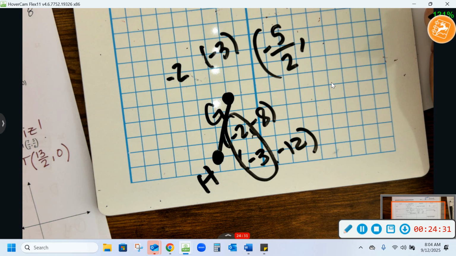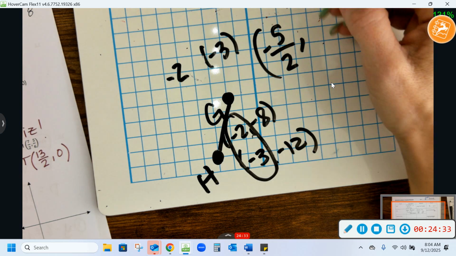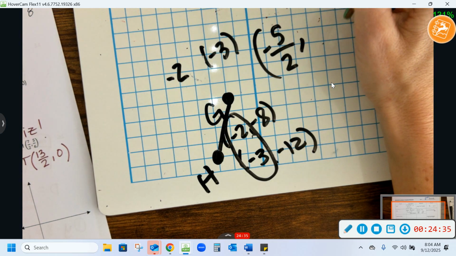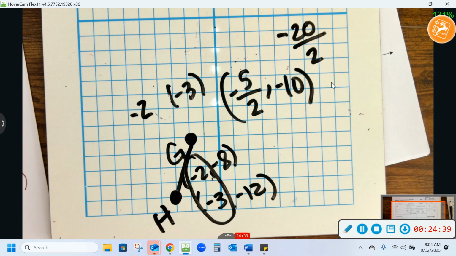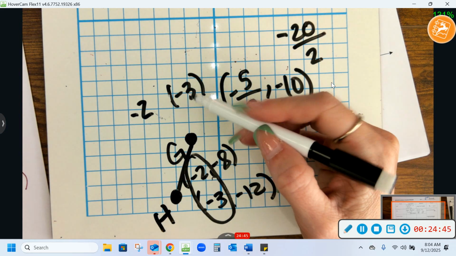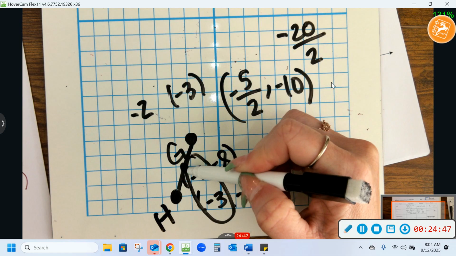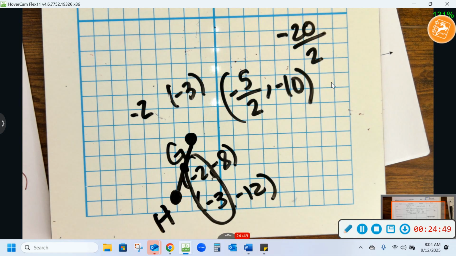And then -8 minus 12 more? -20 divided by 2? -10. There's my midpoint. So it would be in the middle somewhere, -2.5, about right there. Boom.